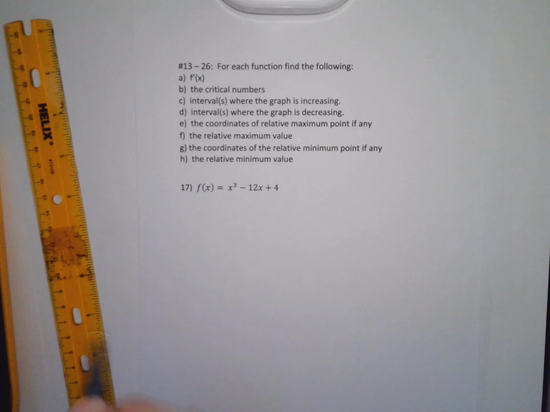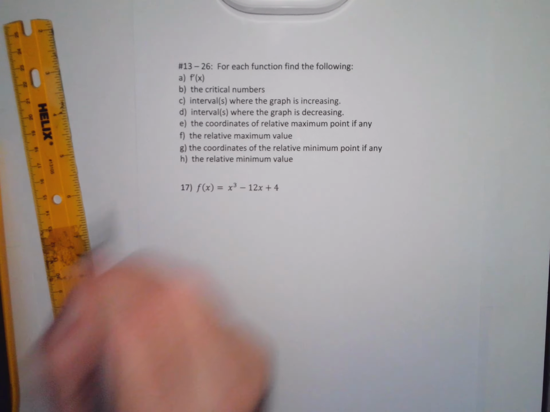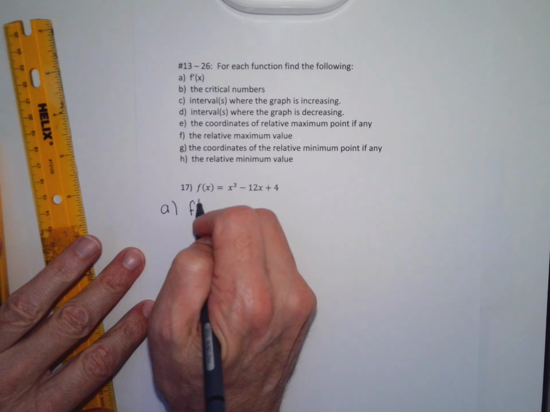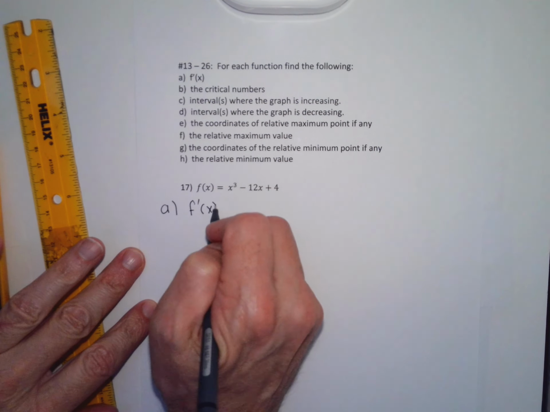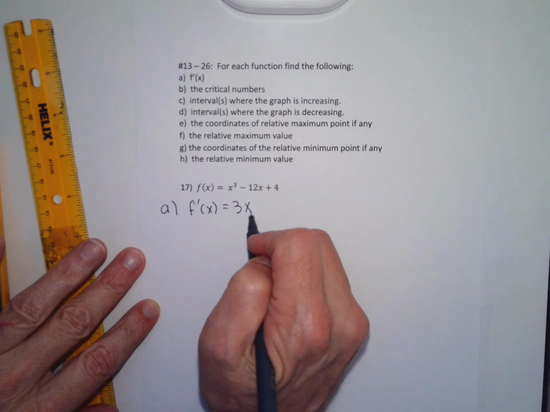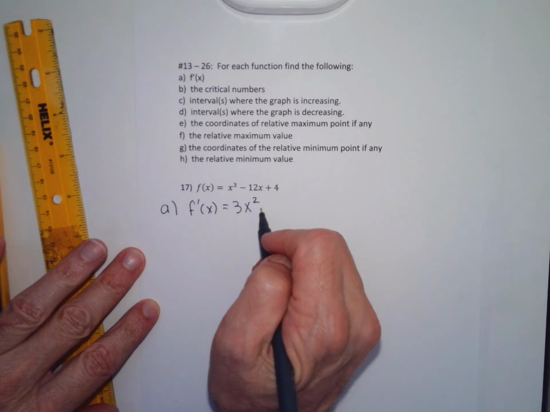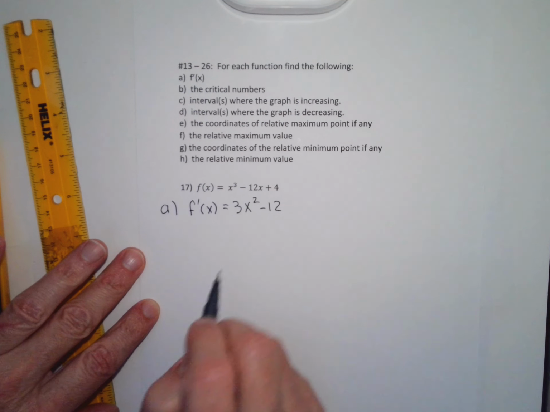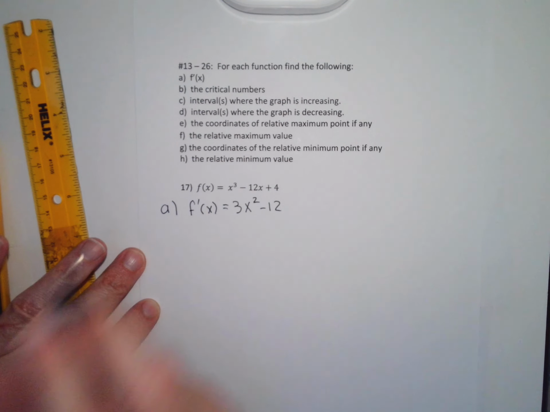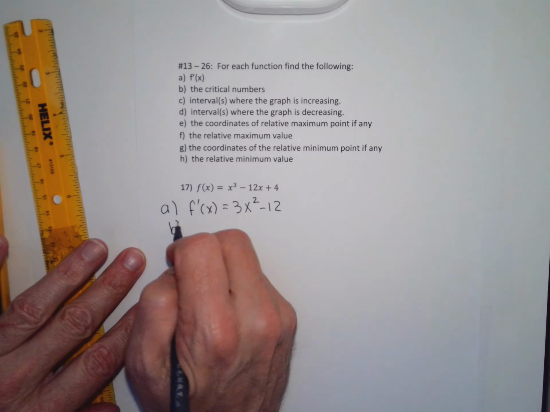So for 17, you can pause the video and try it. Let's do part A. The derivative is a simple derivative. I just use the power rule. The derivative of x cubed is 3x squared. The derivative of minus 12x is minus 12. The derivative of 4 is 0. Done with part A. I'm moving on to part B to find the critical numbers.